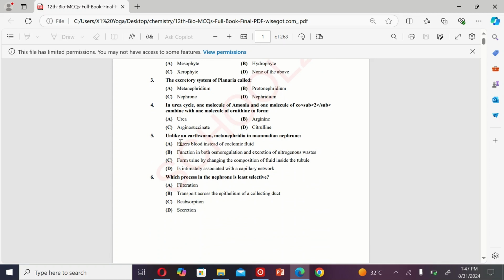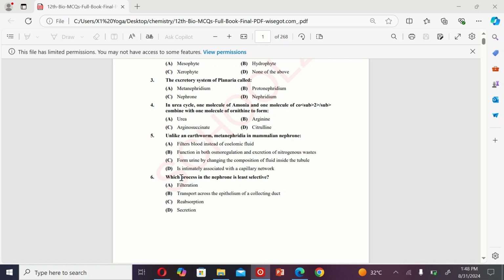The next MCQ is: unlike metanephridia in earthworm, the mammalian nephron A. filters blood instead of coelomic fluid, B. functions in both osmoregulation and excretion of nitrogenous waste, C. forms urine by changing the composition of fluid inside the tubule, and D. is intimately associated with a capillary network. So the correct option is A.